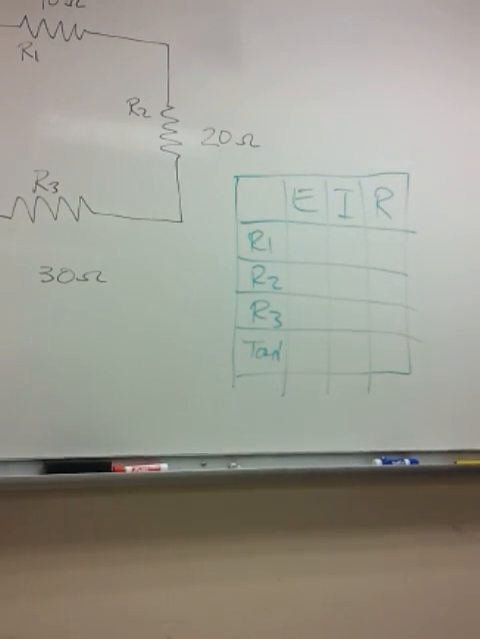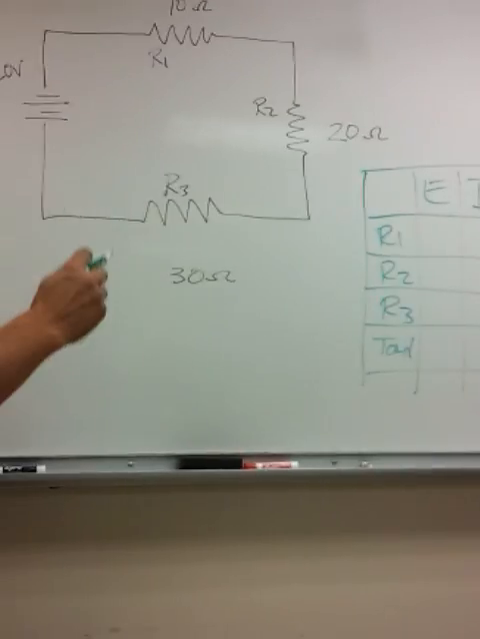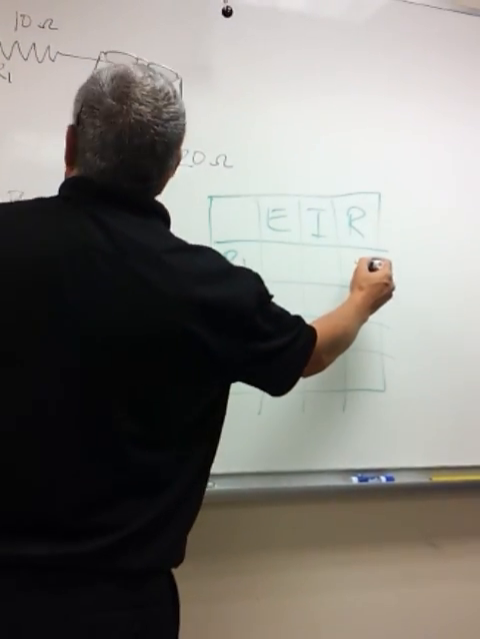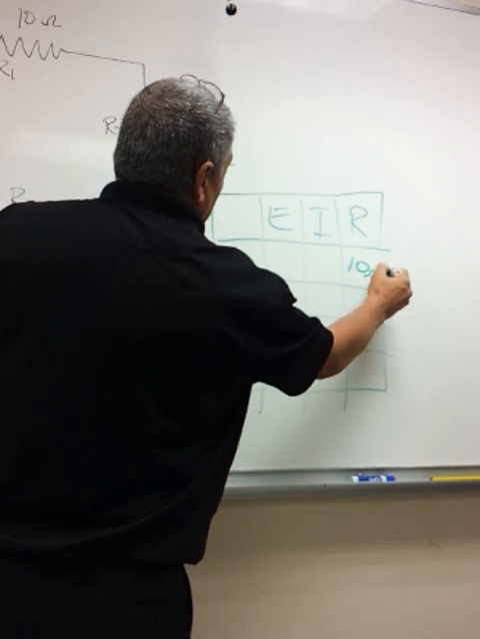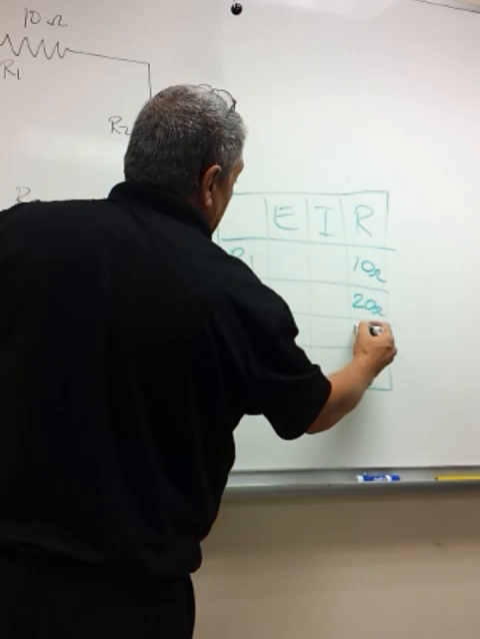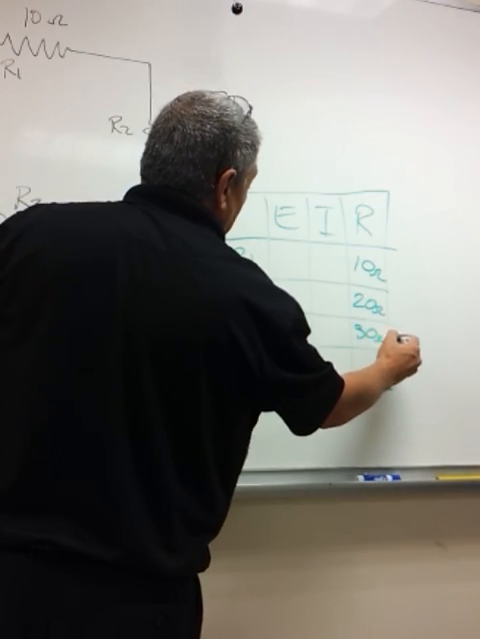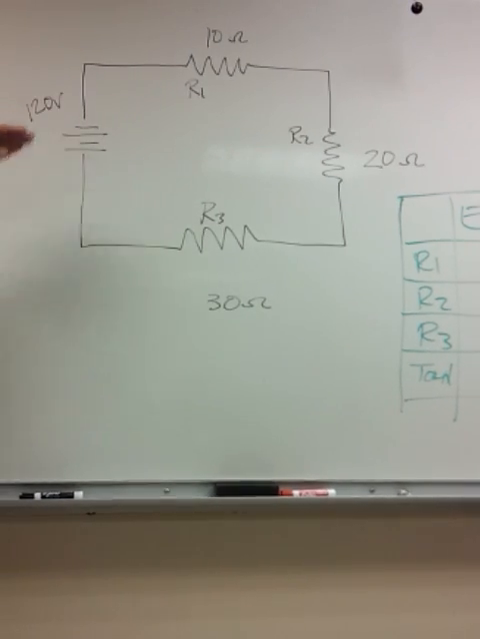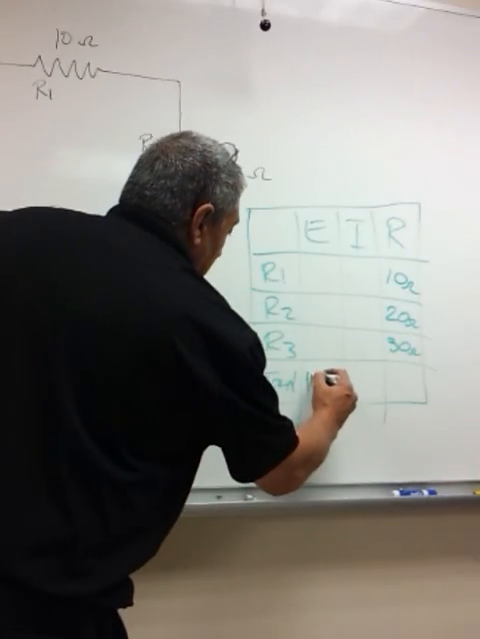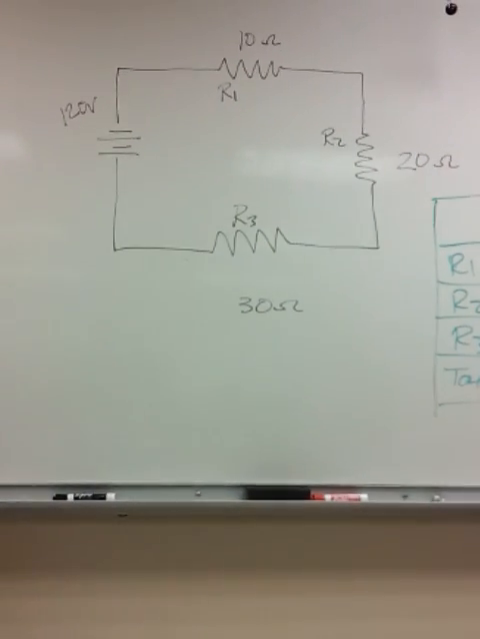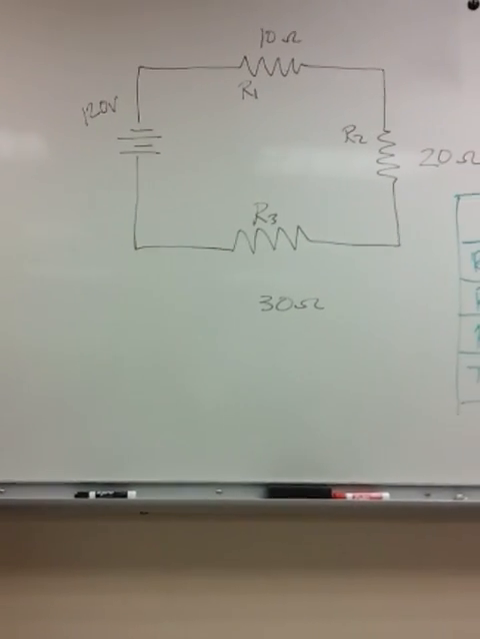Now, we can take a look at our circuit and we can go ahead and start filling in our answer grid. We know the value of R1 is 10 ohms. We know the value of R2 is 20 ohms, and the value of R3 is 30 ohms. The other value that we were given is our voltage, 120 volts. Now that we've got our 120 volts, we can use Ohm's law to assist us with this.